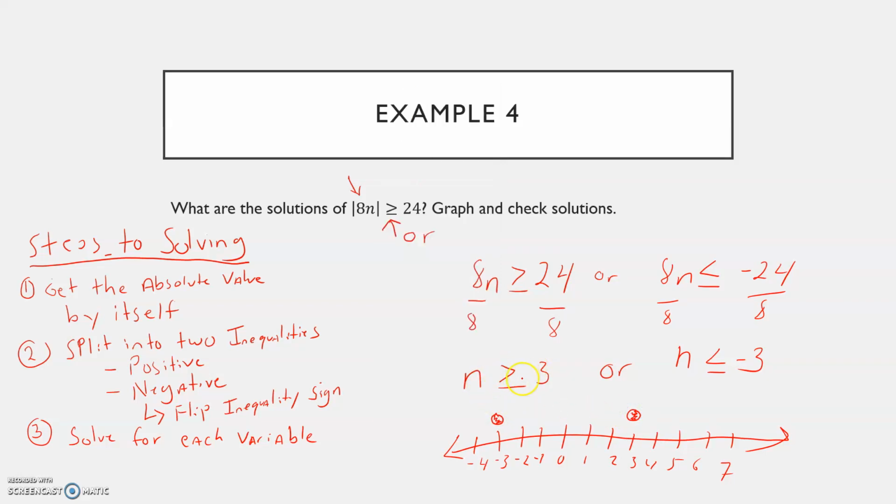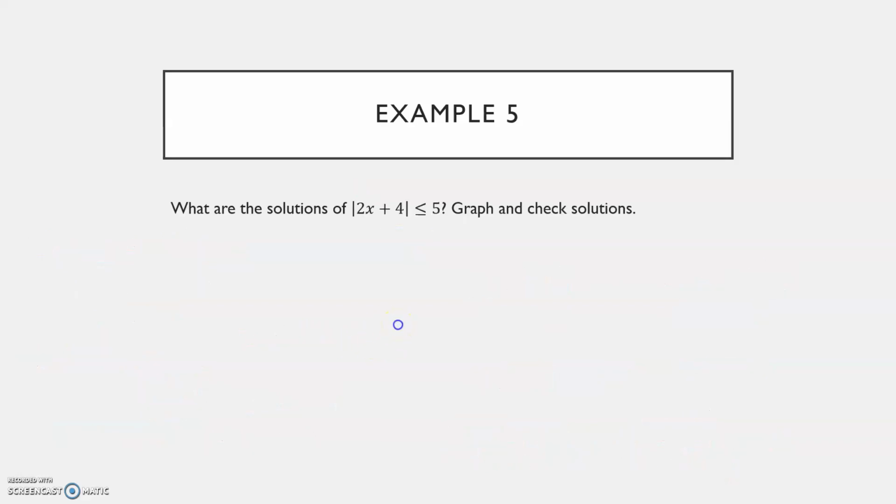And then for the solution at positive 3, n is greater than 3. So greater than, we shade to the right. And this is what our OR graphs always look like on the outside. And then for negative 3, n is less than negative 3. So less, we shade to the left, less to the left. And so there's our graph for this solution. So 3 steps. Get the absolute value by itself. Split it into two inequalities, one with a positive solution, one with a negative solution. And then we solve for each variable.